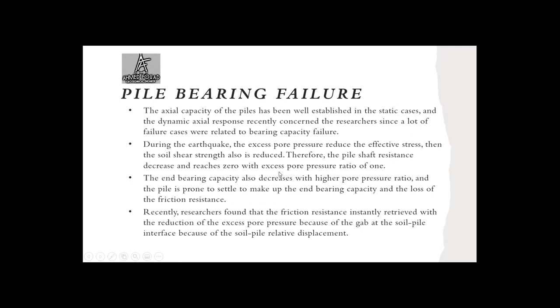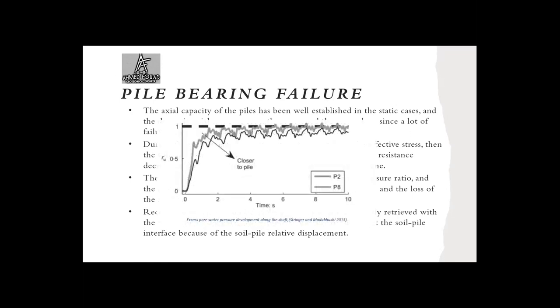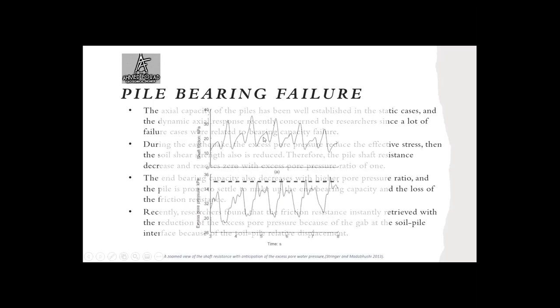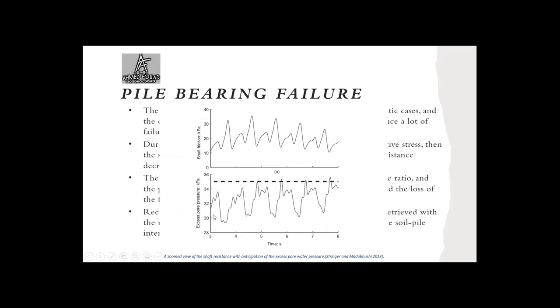In order to understand the increase of the shaft resistance during the reduction of the bearing capacity, that will be because of this. We have to know that the excess pore water pressure starts to decrease when we are closer to the pile, because at the pile, because of the vibration of the pile, there will be a gap. This gap will cause dissipation of the excess pore water pressure, which will cause a reduction in the excess pore water pressure ratio.